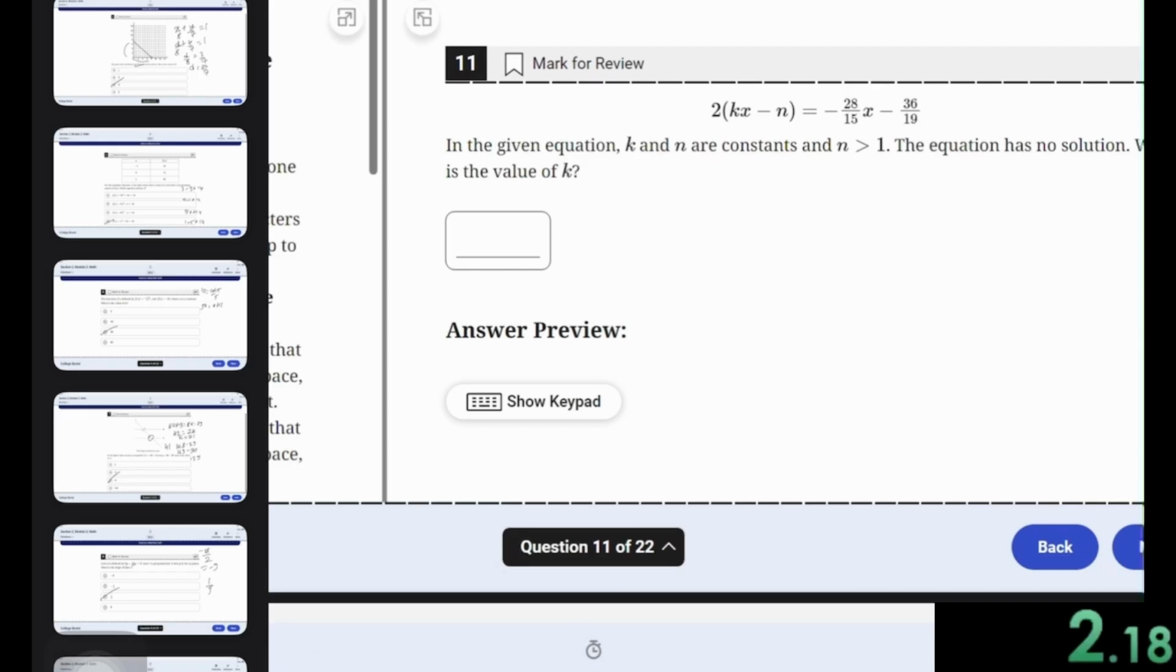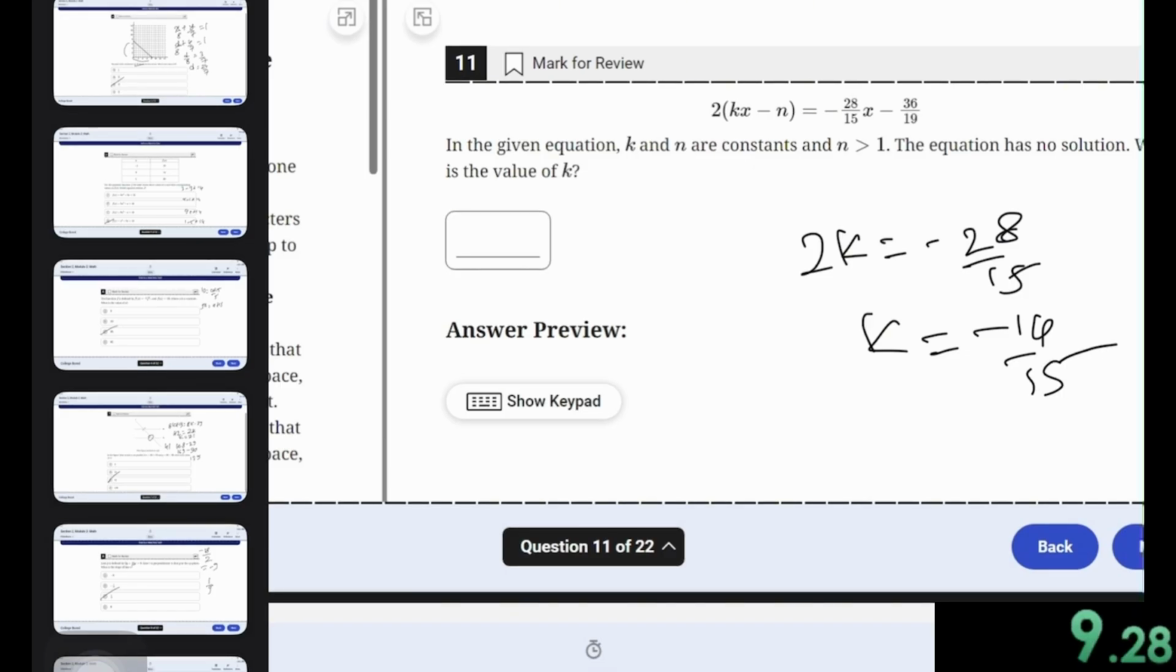So we'll equate coefficient of x. 2k is equal to minus 28 by 15. K is equal to minus 14 upon 15. Okay, done.